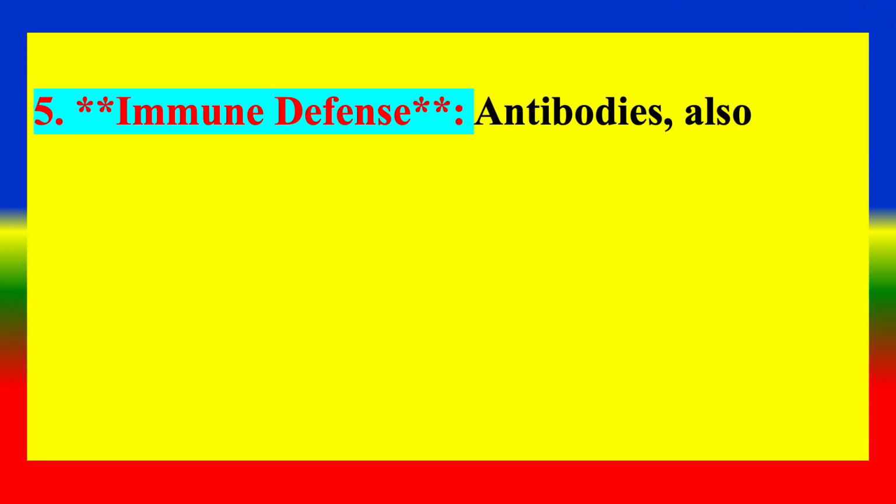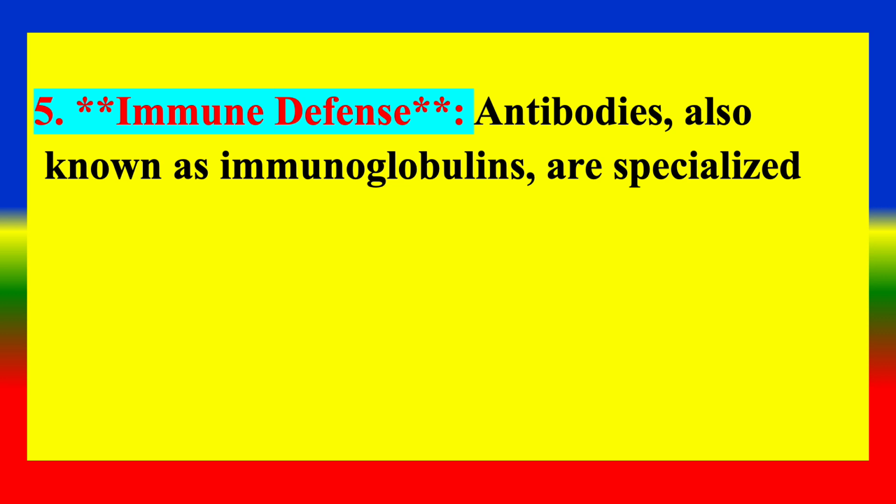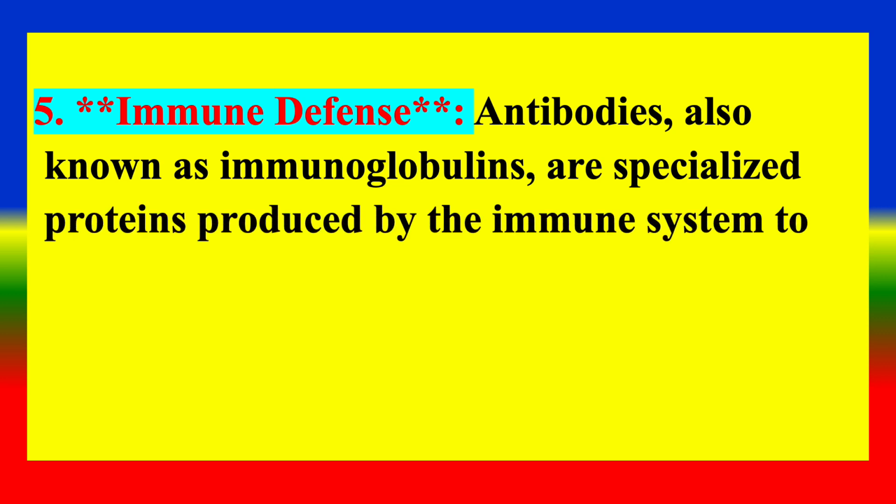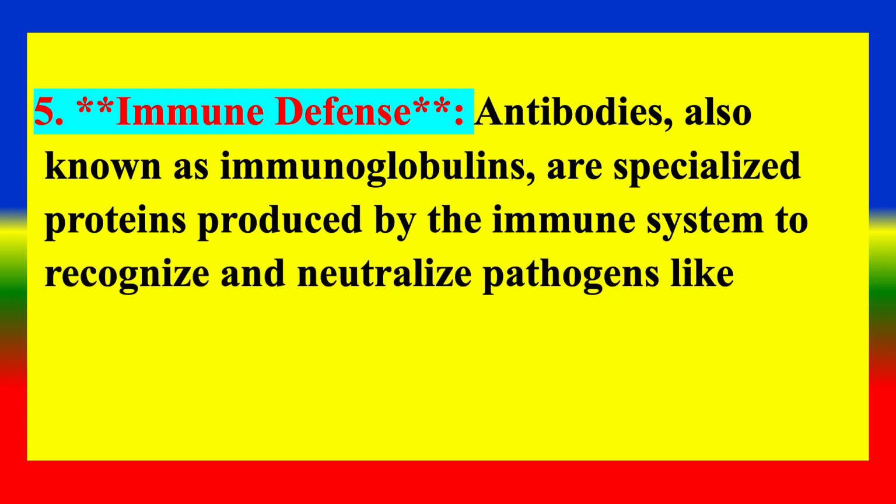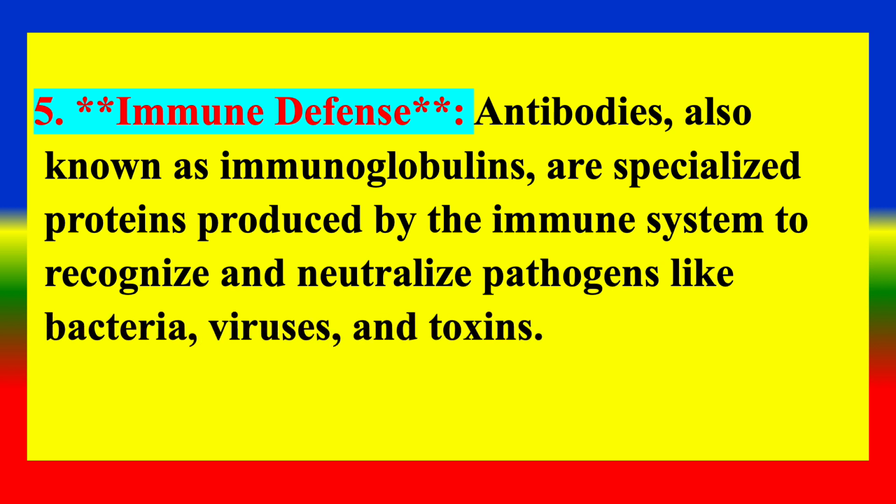Five, immune defense. Antibodies, also known as immunoglobulins, are specialized proteins produced by the immune system to recognize and neutralize pathogens like bacteria, viruses, and toxins.